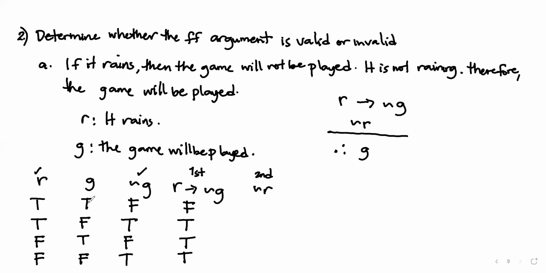We're going to negate this column. So not true, that is false. Not true, that is false. Not false, that is true. Not false, that is true. And for our conclusion, we have to check true, false, true, false.